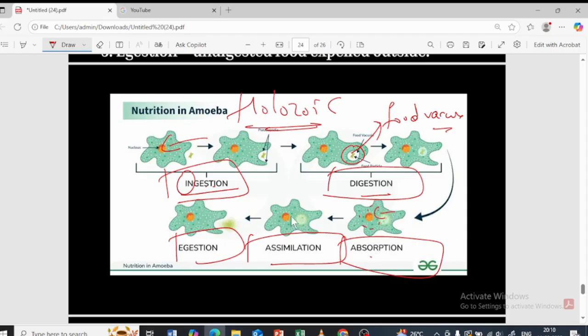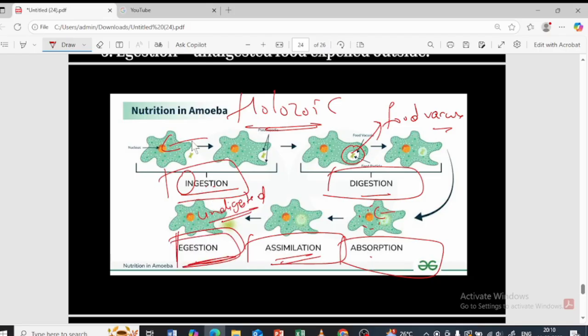Then that digested food is used up by the body, goes to the different parts of the body and helps for the growth of the body. It is called assimilation. At the end, whatever undigested food which is not required for the body has to be eventually removed out of the body. That is done by the process of egestion.